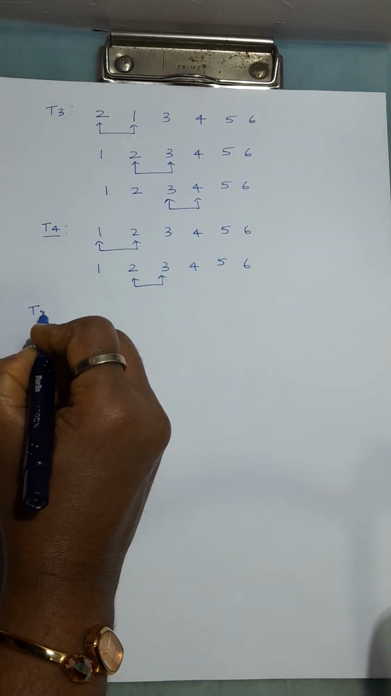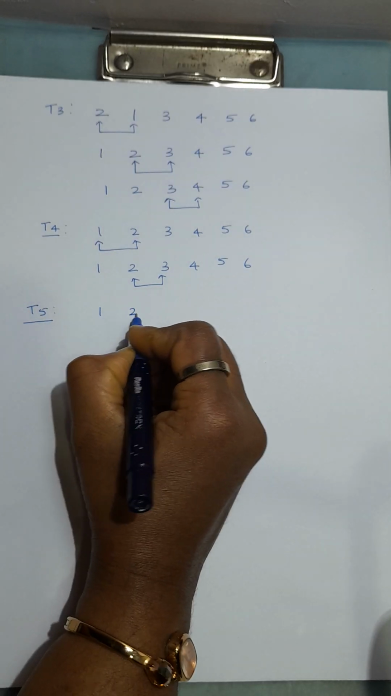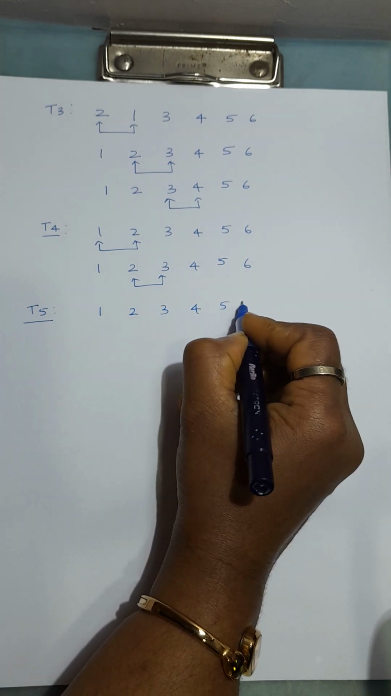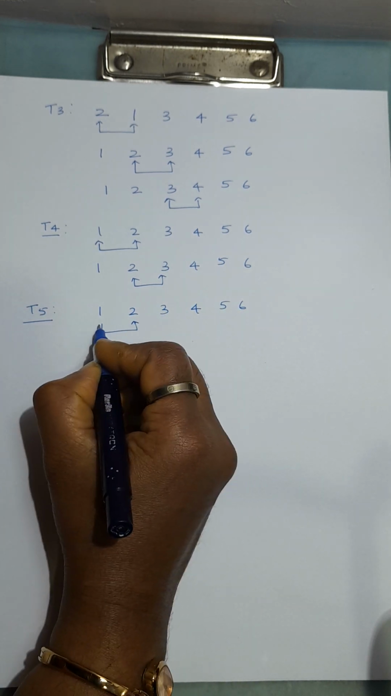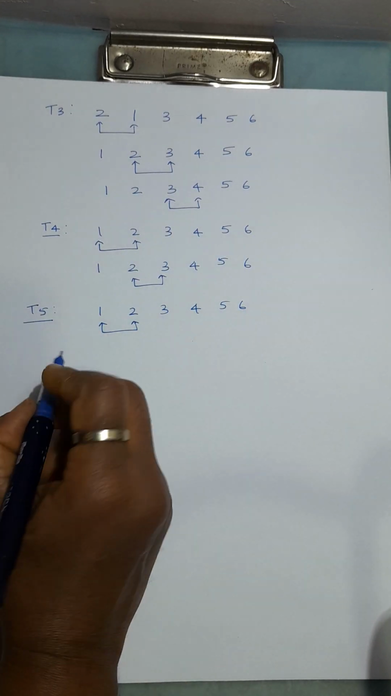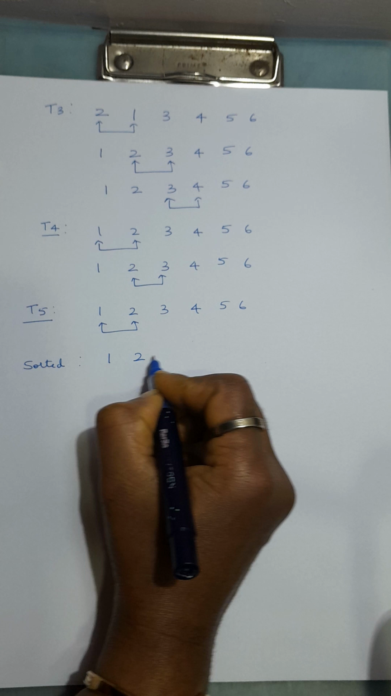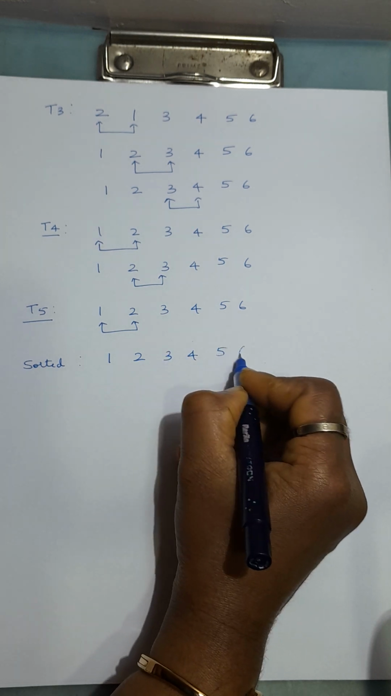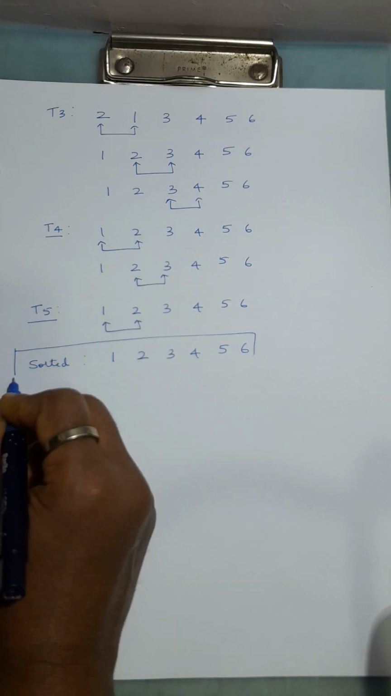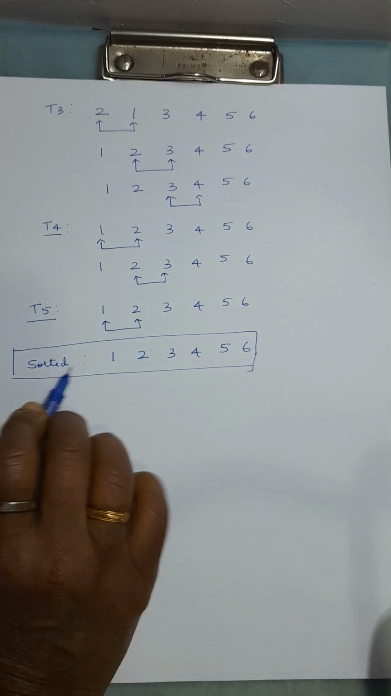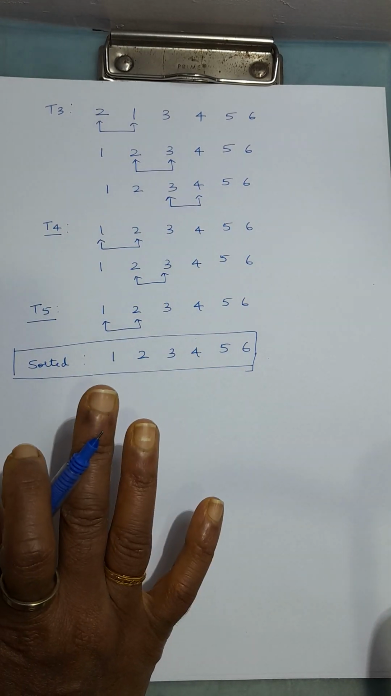Now final trace, there will be a check between 1 and 2. Since it's not greater, the final sorted list will be 1, 2, 3, 4, 5 and 6. So this is the basic logic of bubble sort.